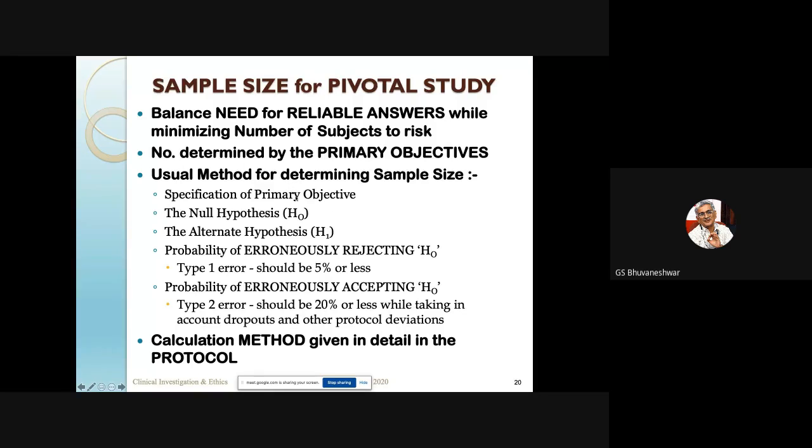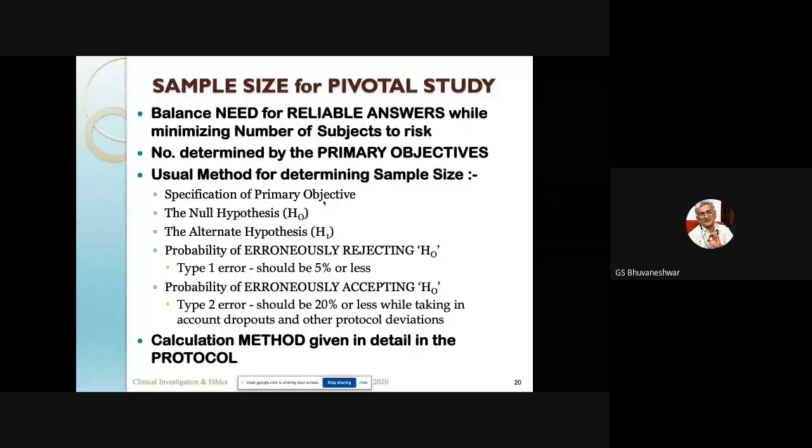So you should clearly define what your primary objectives are. Like any statistical analysis, you define a null hypothesis and an alternate hypothesis. And then you define the probability of erroneously rejecting the null hypothesis. This is called type 1 error. Generally, it should be 5% or less. That means you have a confidence level of 95%.